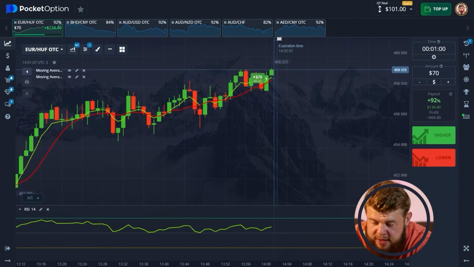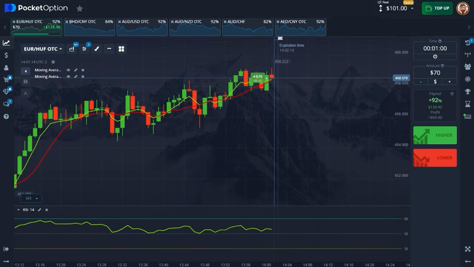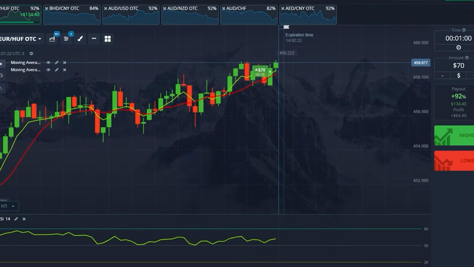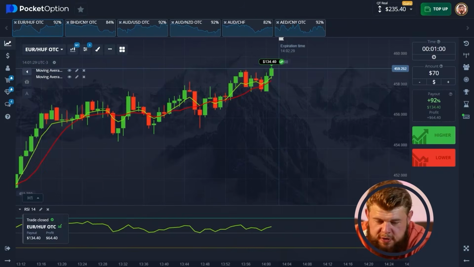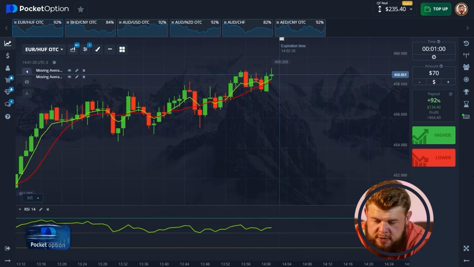So that's why we have enough space for the current growth. Okay, that's it. Let's wait around 15 seconds until the time runs out and we see the result of this trade. So the first trade is closed with profit and we have around $235 on the account.